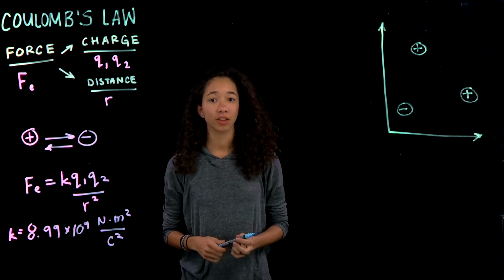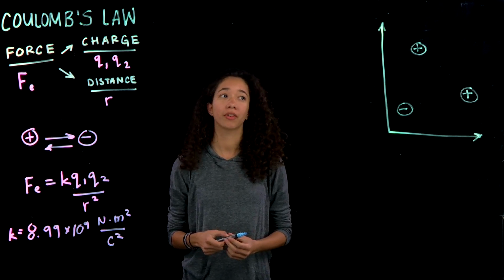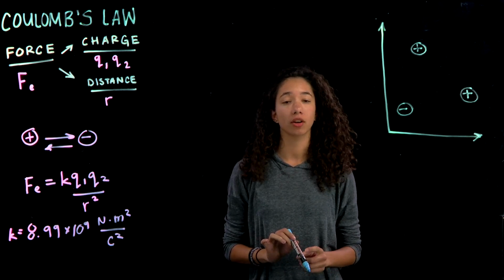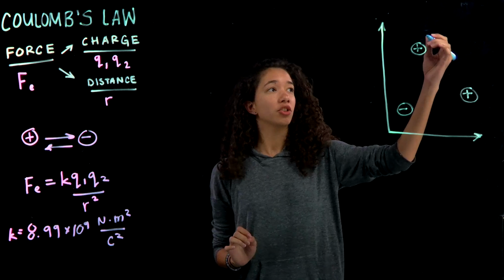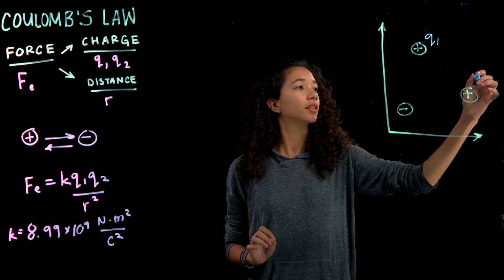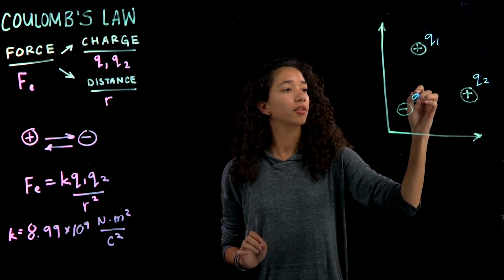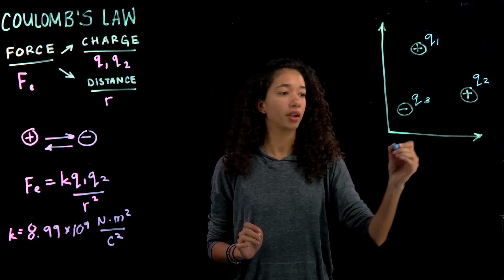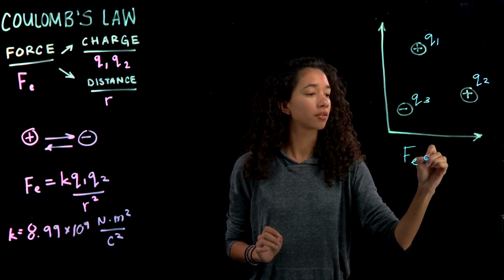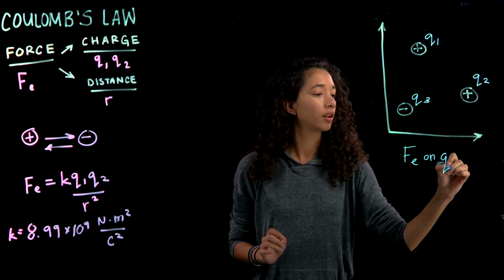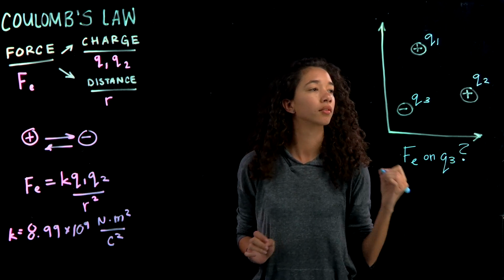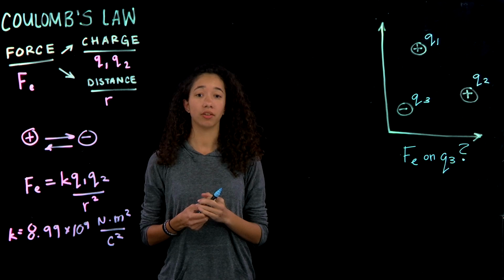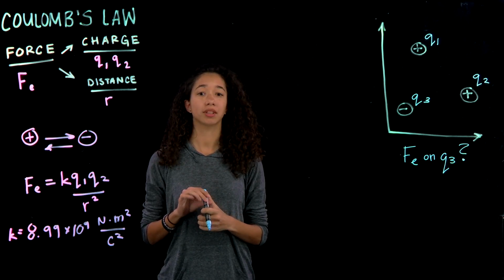So the type of problems that you're going to see when you're looking at Coulomb's law, your professor is going to give you 2 or 3 point charges, and they're going to ask you to find the force on one of those charges. So for this one, I'm going to label my charges Q1, Q2, and Q3. And for this problem, we're going to look at the force on Q3. So we're looking for electrostatic force on Q3. So since you have two charges that the charge 3 is interacting with, we need to look at the force from both of those separately.